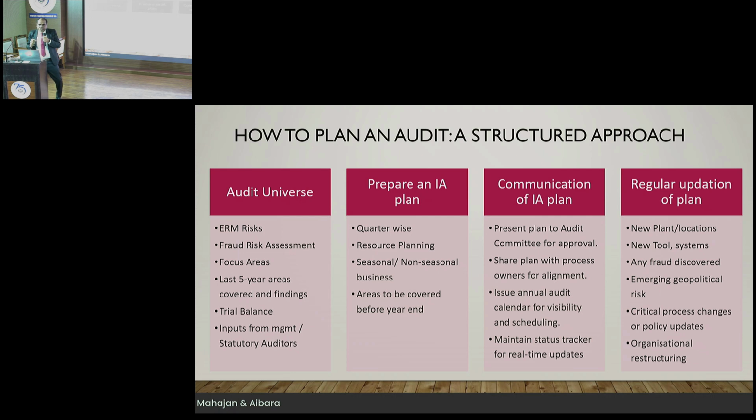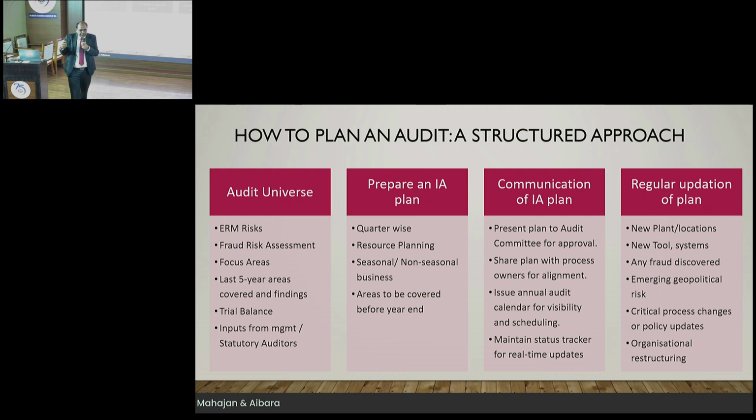Then finally, what is important is the inputs from the management and statutory auditors. A plan may be prepared, but in case the inputs of management, or the MD or the CFO, are not obtained while preparing the plan, again, it will not be customized. It will not capture all the relevant elements which are required.